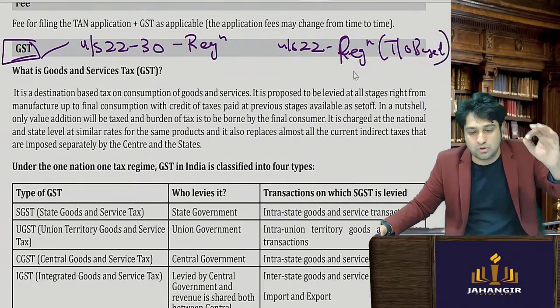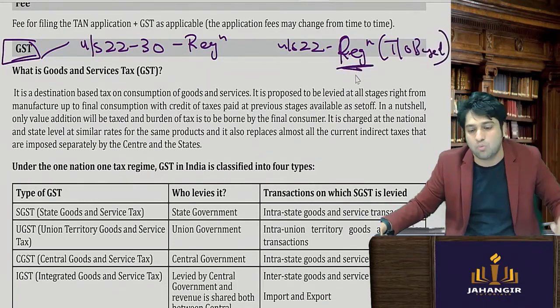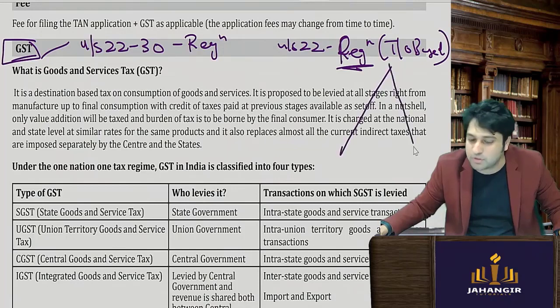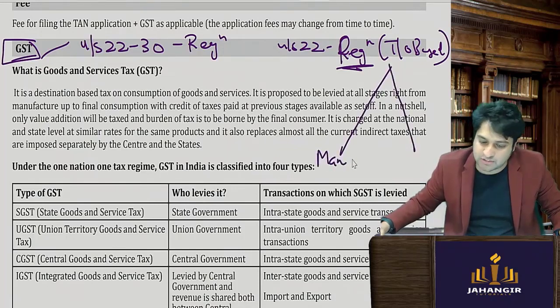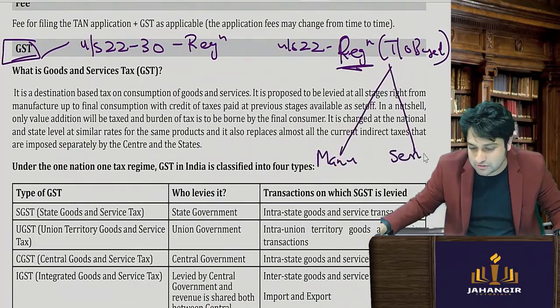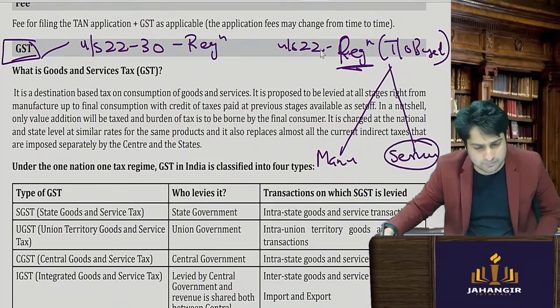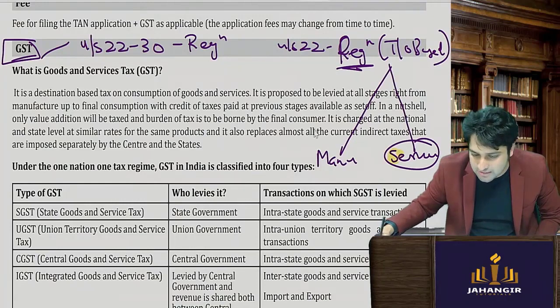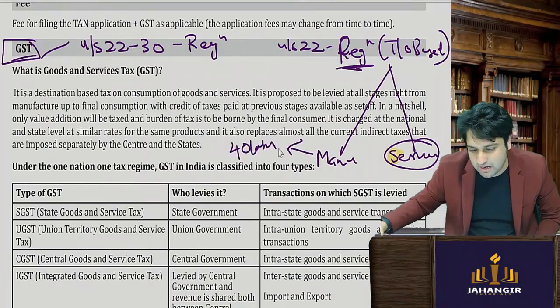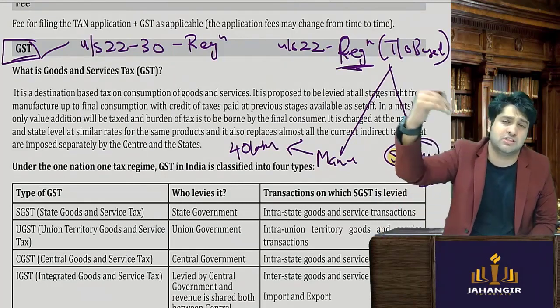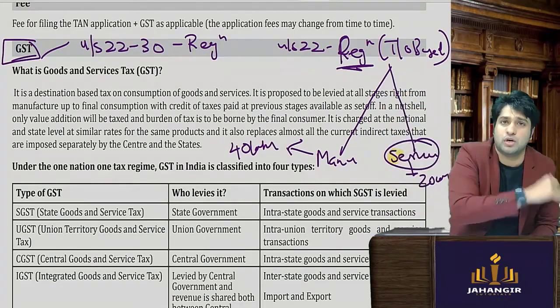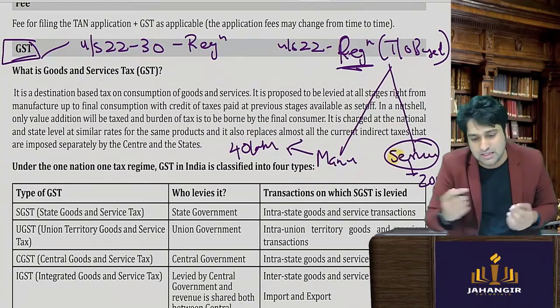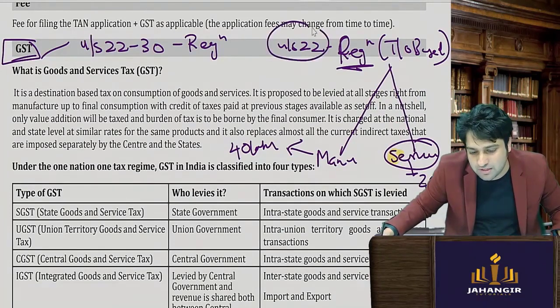If you hit the turnover, and what is the turnover, anyone knows, can they put in the chat box? There are limits for manufacturers and for service providers. For others, what is the limit given? For manufacturers they have kept it at 40 lakh rupees, and for others they have kept it at 20 lakh rupees. If I cross these thresholds, then I need to apply for this. This threshold limit is given under section 22.